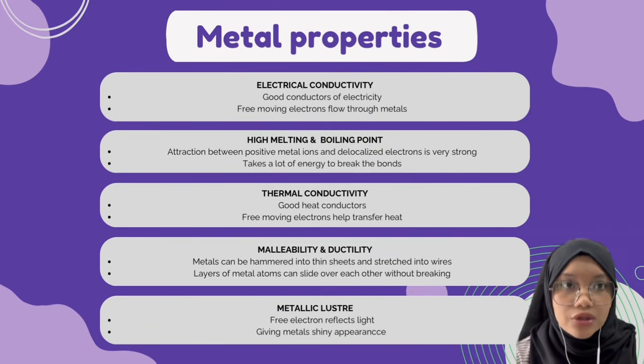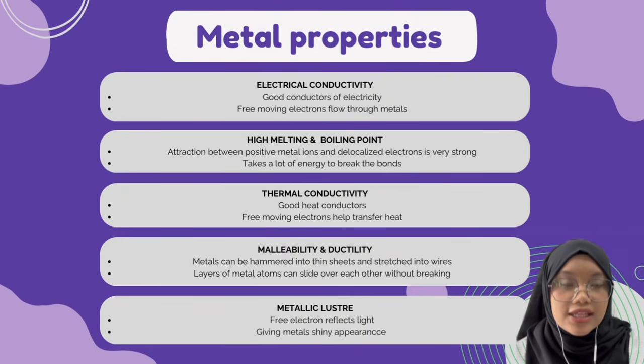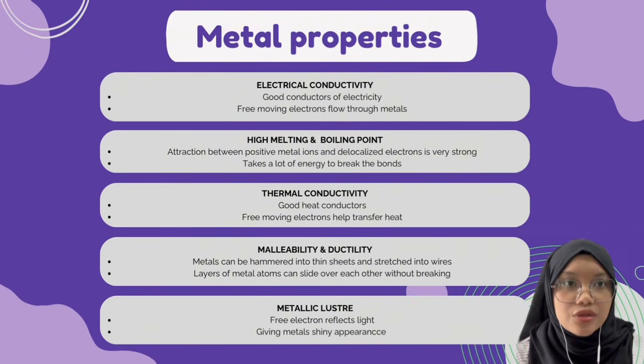Another property is thermal conductivity. Metals are also good at conducting heat. The free electrons transfer the heat quickly through the metals. Another important property is malleability and ductility. Malleability means metals can be hammered into thin sheets, and ductility means they can be stretched into wire. This happens because the layers of metal atoms can slide over each other without breaking, thanks to the electron sea model. Lastly, metallic luster. The electrons in metals reflect light. When light hits the metal surface, the electrons absorb and re-emit it, making the metals look shiny in appearance.